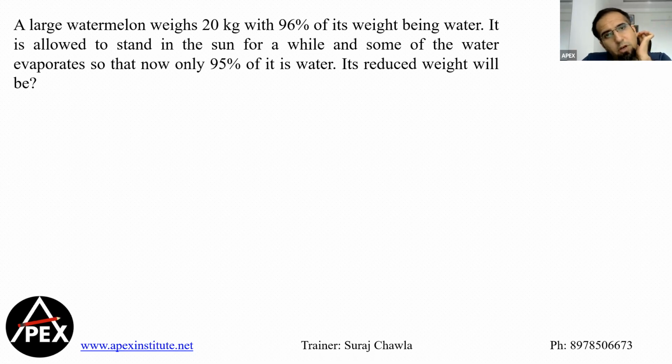A large watermelon weighs 20 kgs with 96% of its weight being water. It is allowed to stand in sun for a while and some of the water evaporates, so that now only 95% of it is water. Now try to understand what is happening.